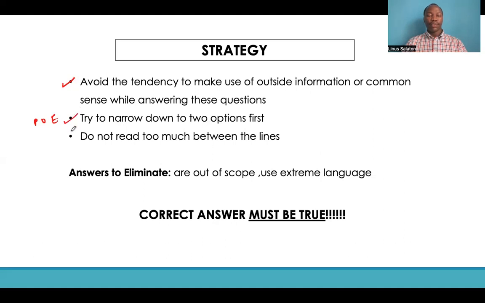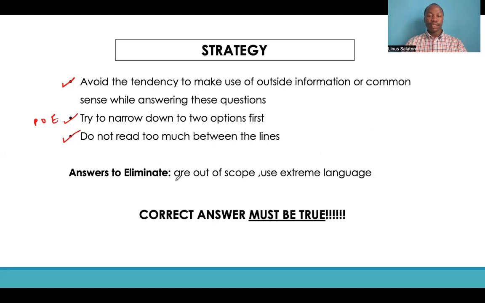All right. Then do not read too much between the lines. So do not go and overthink an answer choice. That could be a way of the examiner trying to trap you. So use the information that is provided and stick to the answer choices, or the information that is bluntly being conveyed in the answer choice. So do not read too much between the lines.